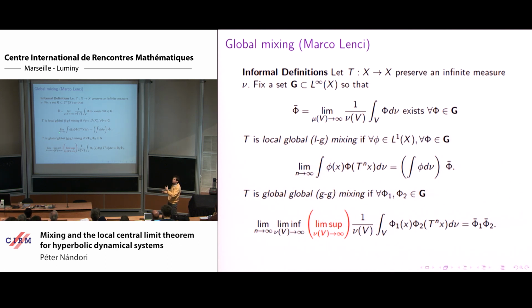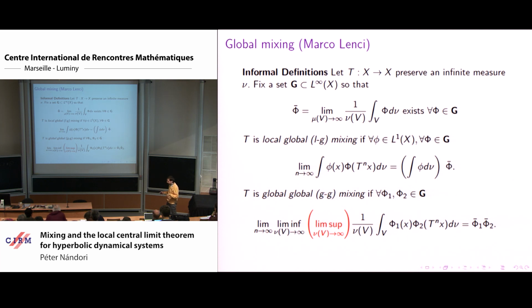There are two definitions which are related, but not exactly the same. There is a local global mixing and a global global mixing. Local global mixing would be, you start from a localized function, say lowercase phi in L1, and then you pick a capital phi as an observable after a big number of iterations, and capital phi is a global function, okay? So what is going to happen in the limit? In the limit you get this kind of product, so it's a mixing statement. If this is true, then you call it local global mixing.